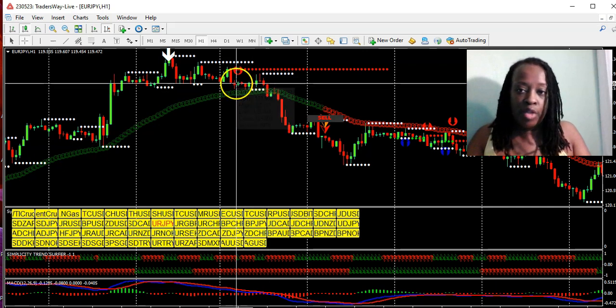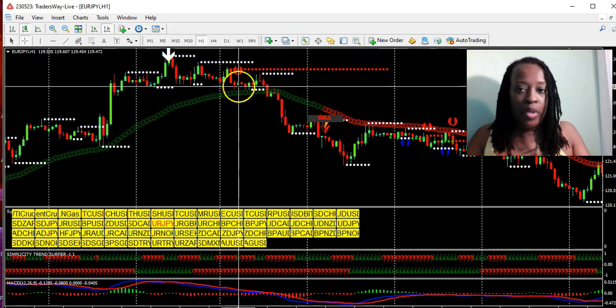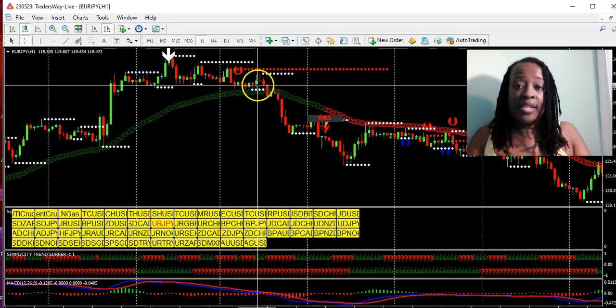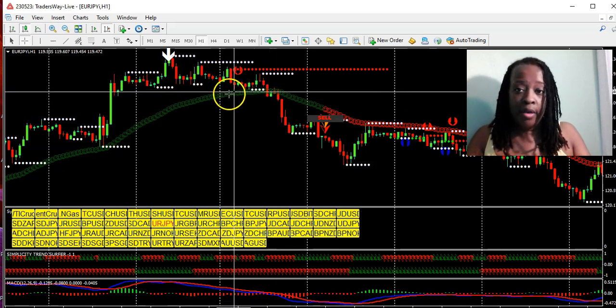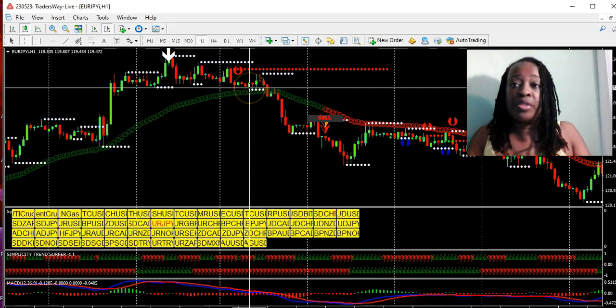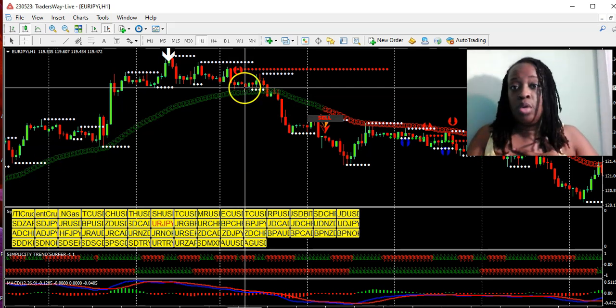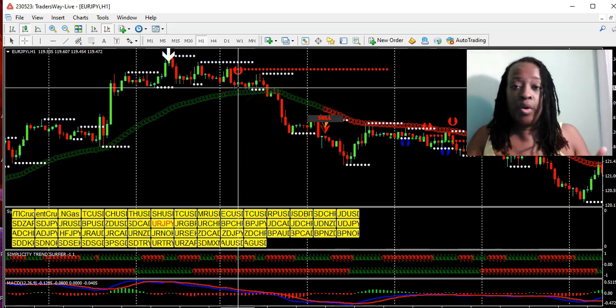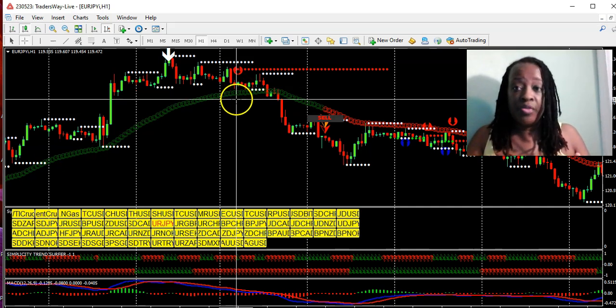Now, let's say the entry came here. We would not come into the position at this point. Why? Because it's still above my trend wave right here. You can put the 50 moving average, which is what I do. I have a 50 on here, and it needs to cross the 50. It needs to be below the 50.